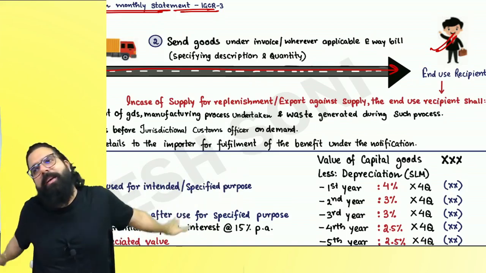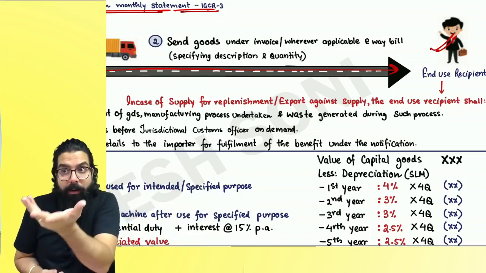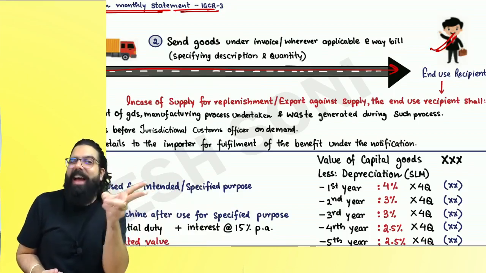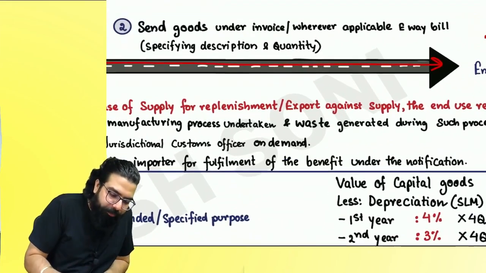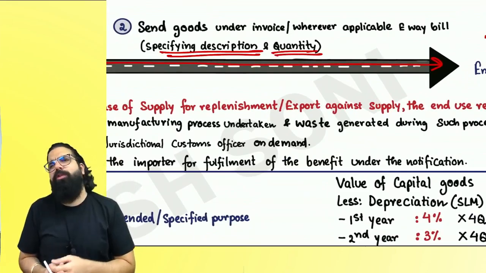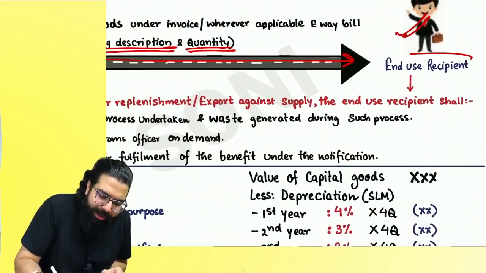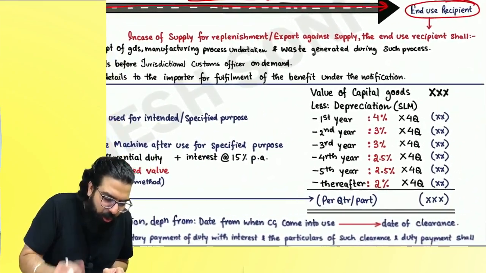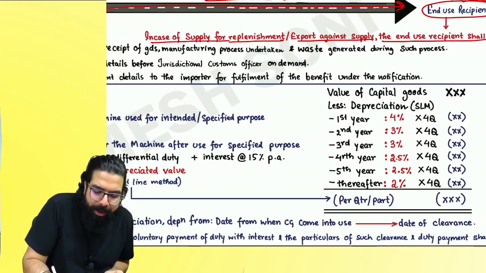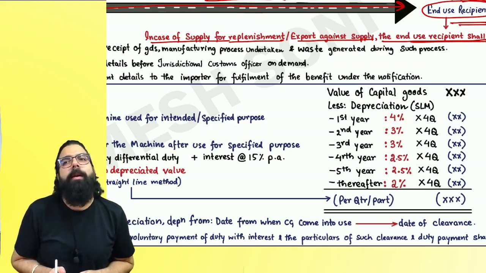First of all, I'll maintain my records. Secondly, I will send it along with an invoice because I'm supplying. For supplying, invoice or e-way bill. Actually, it should be invoice and e-way bill. And specify the description and quantity in the e-way bill and the invoice. You should specify the quantity you are sending. And now, the end use recipient, once he receives the goods, in case of supply for replenishment or export against the supply, what accounts should the end use user go ahead and maintain?